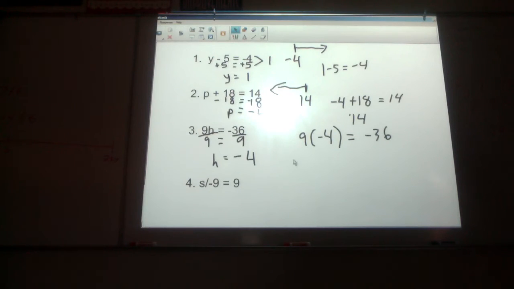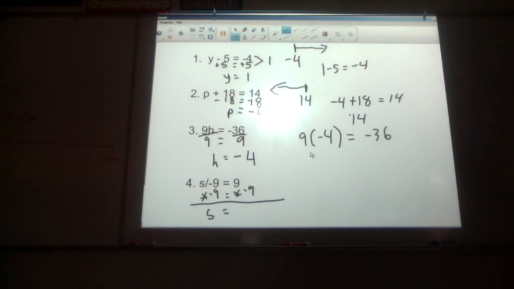Okay, and then finally down to the last one. S divided by negative 9 is 9. So I need to do the opposite of dividing by negative 9. I need to multiply by negative 9. And if I do that on one side, I have to do it on the other. Multiply by negative 9. Now when I do that, I now have S all by itself. And S is going to be equal to the value of 9 times the negative 9.